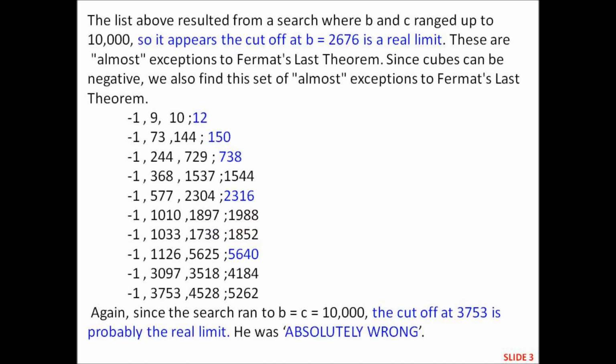He then goes on to say, the list above resulted from a search where B and C ranged up to 10,000, so it appears the cutoff at B equals 2676 is a real limit. These are almost exceptions to Fermat's last theorem. Since cubes can be negative, we also find this set of almost exceptions to Fermat's last theorem. Again, since the search ran to B equals C equals 10,000, the cutoff at 3753 is probably the real limit. He was absolutely wrong.